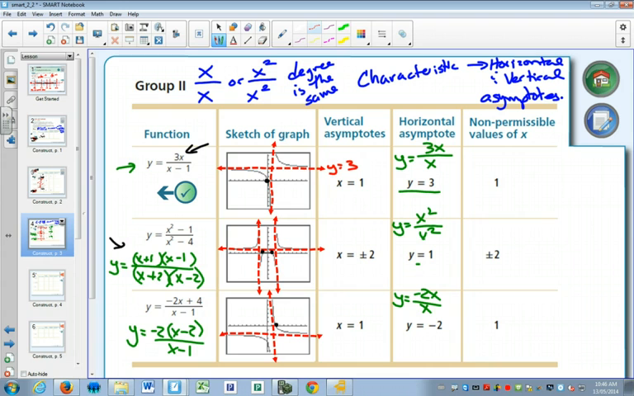So for a graph like this, we're going to draw both of our asymptotes when we graph it by hand. We're going to find as many x-intercepts as we can. Then we're going to draw the graph so that it approaches the asymptotes. And often we'll have to find another point by just plugging it in like a table of values and finding another point. So this is group 2. Group 3.